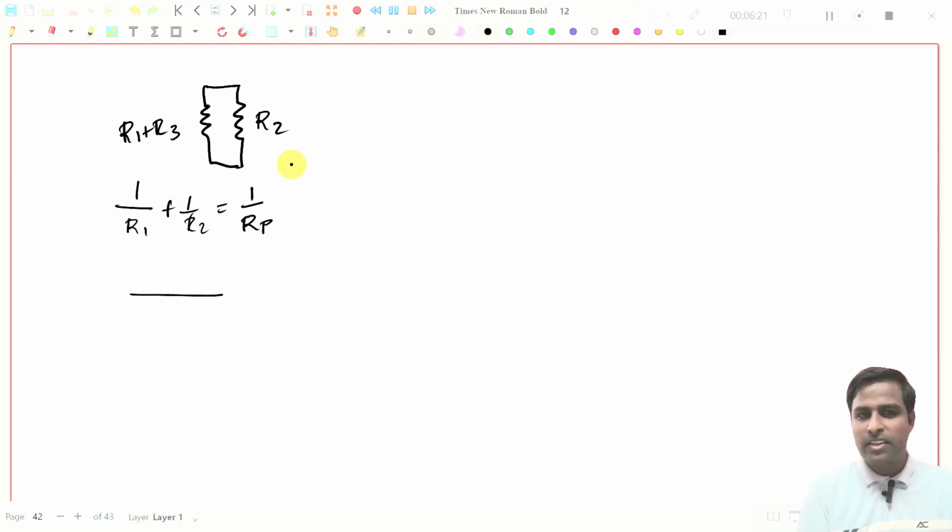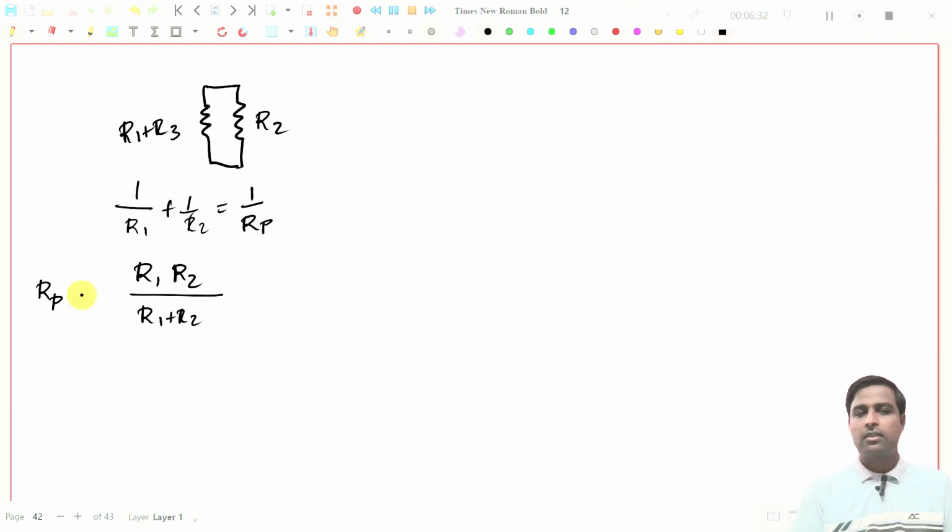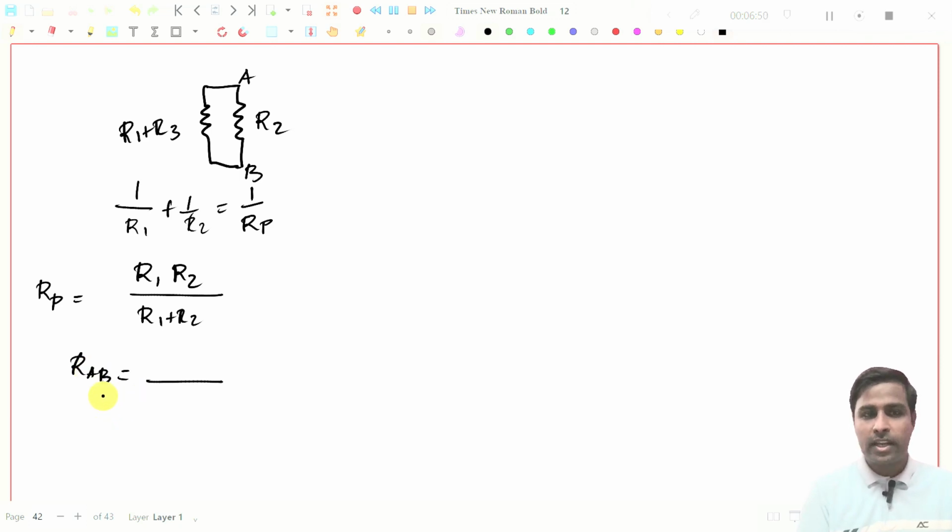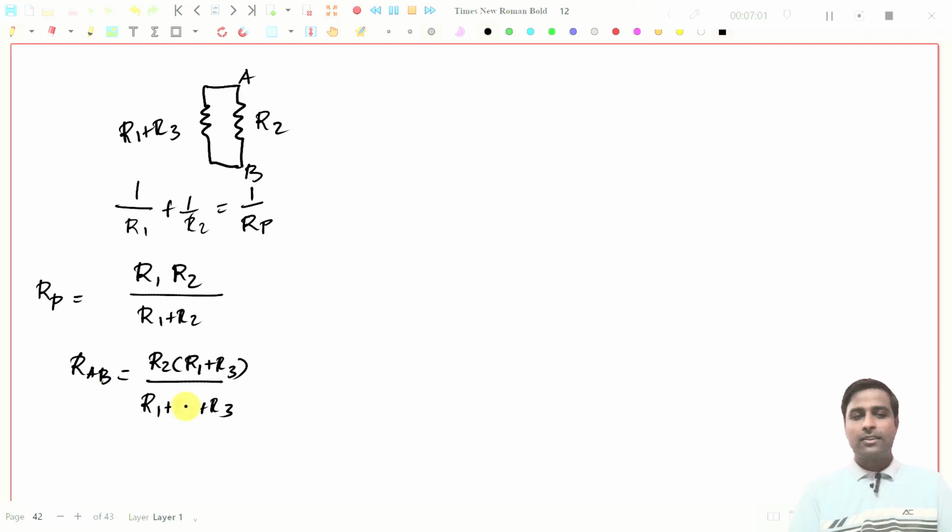If you simplify this, and you want to get RP, then it should be R1 plus R2 in the denominator and R1 into R2 in the numerator. This is the simplification. Like that, if you take this problem, this is point A and this is point B. If you simplify these two, RAB should be equal to, you have to add all these resistors, R1 plus R2 plus R3, and in the above circuit you will get R2 into R1 plus R3, right? So this is RAB.